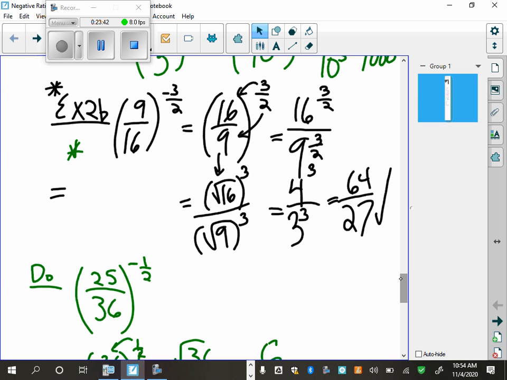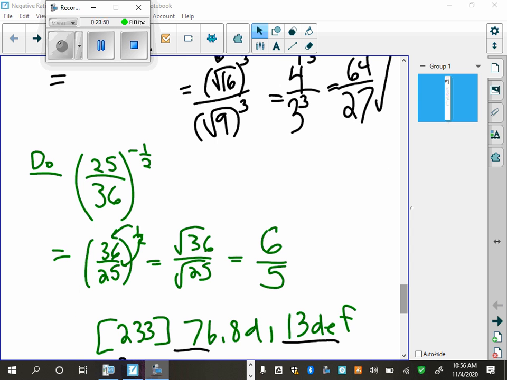Negative 1/2. Fraction and a negative sign. Negative exponent. Bam. Shortcut. Okay, let's see how you did. Flip the base. Keep it as a positive exponent. And then, we learned yesterday, the exponent of 1/2 means square root. So square root the numerator, square root the denominator, final answer.